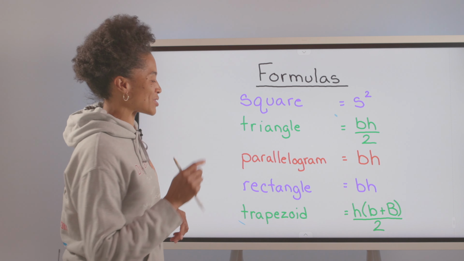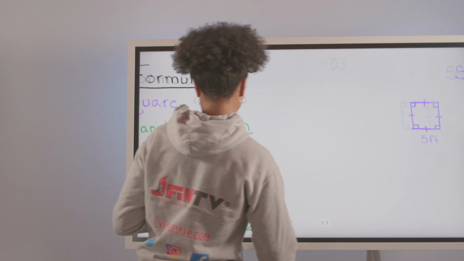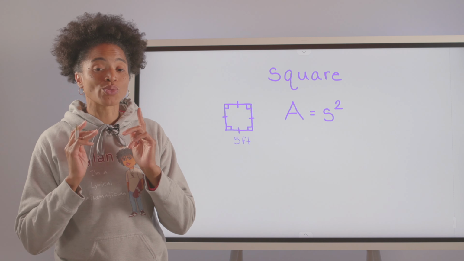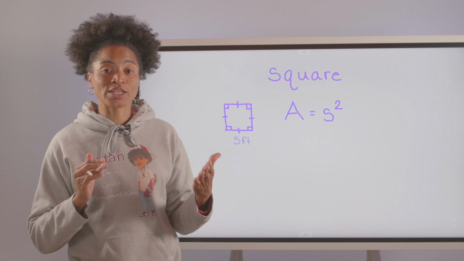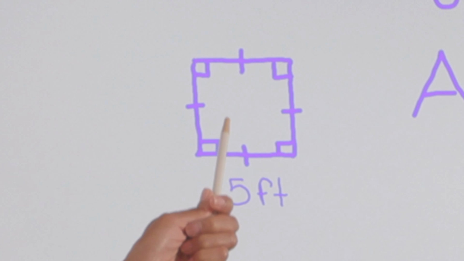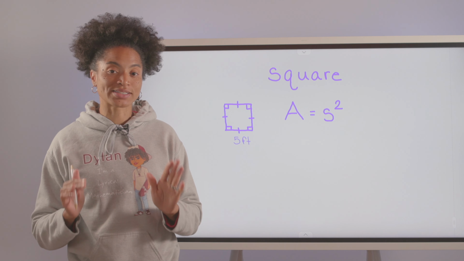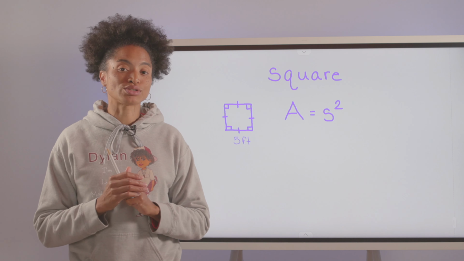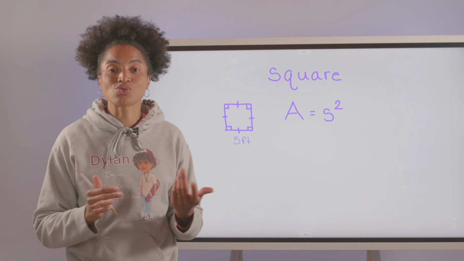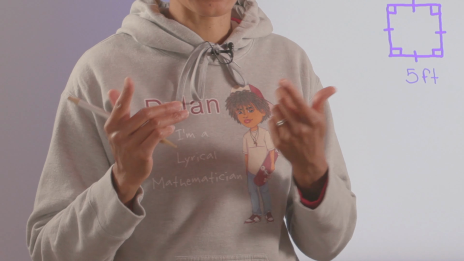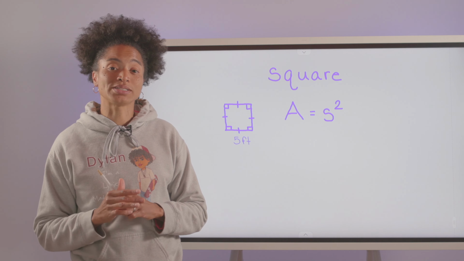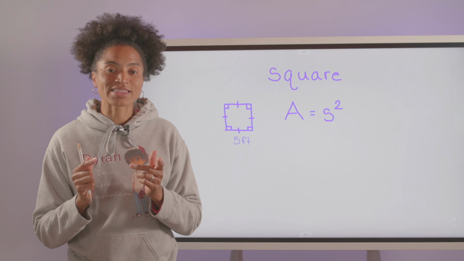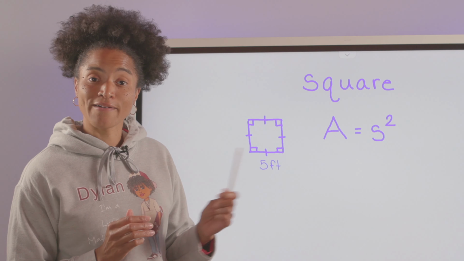All right, let's get started with our first formula. We have square, S squared. So we know when we have a square, we have 4 equal sides, and we indicate that by putting 1 tick mark on all of those 4 sides. We also have 4 right angles, meaning each of these angles are equal to 90 degrees. When we listen to our formula, square, S squared, the S in that formula stands for side. So we're talking about the length of the side. The length of the side in this square is 5 feet.